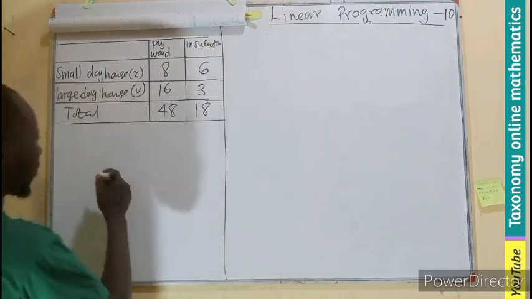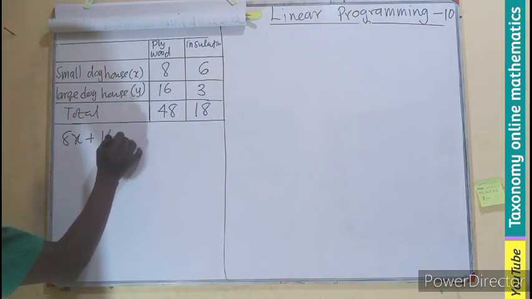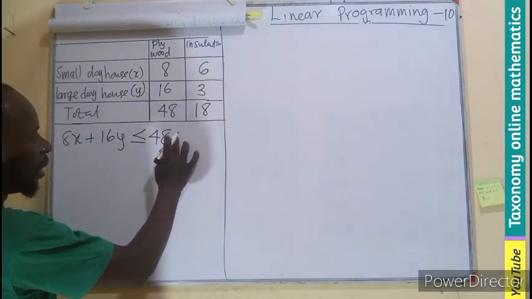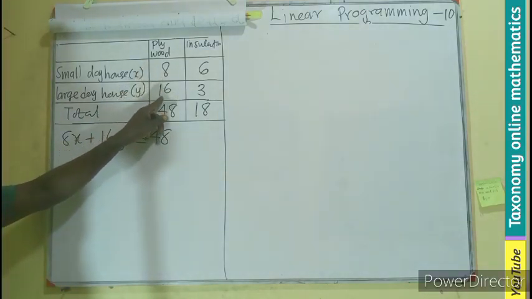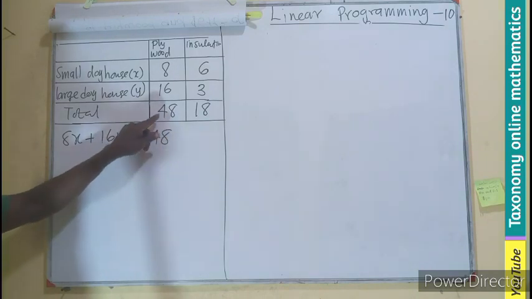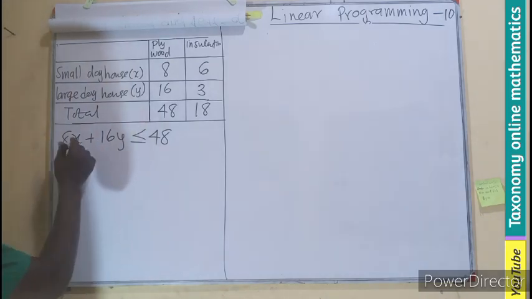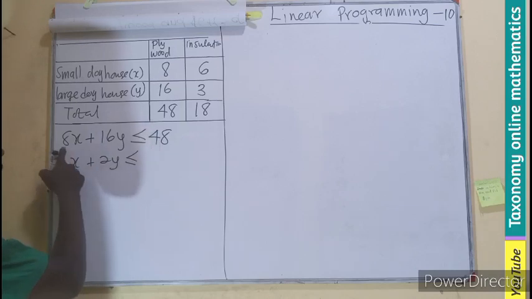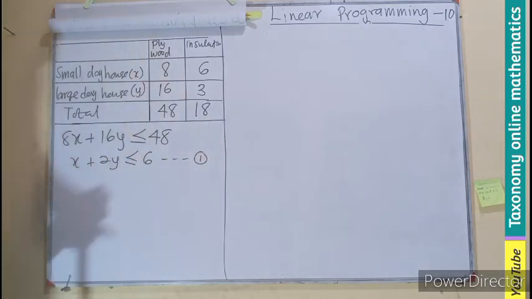So the inequality becomes 8x plus 16y should be less than or equal to 48. Okay, this will be the first inequality. 8 of x, 16 of y should be equal to this, we can finish it, or we can do less than 48. So if I simplify this, this will give you x plus 2y less than or equal to 6, since you're dividing by 8. So 6 becomes the first equation.